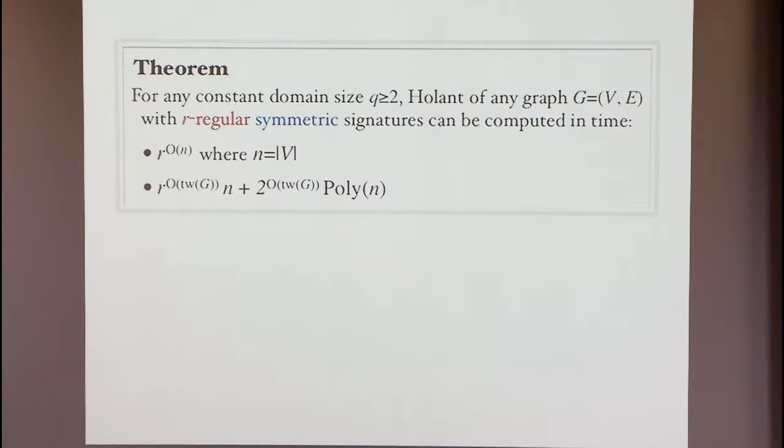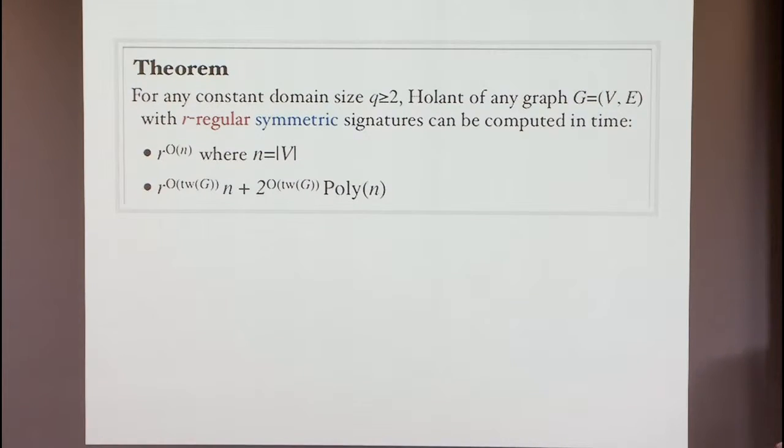Then we show that for Holant problems defined by R-regular symmetric signatures, they can be computed in time R^O(n), where n is the number of vertices. They are also fixed parameter tractable in treewidth and in R. So for constant R, these Holant problems with finite state signatures are like spin systems.